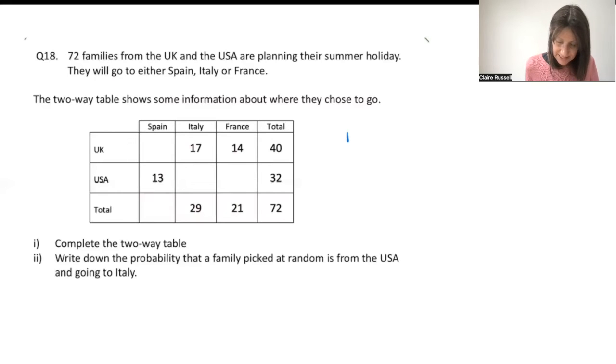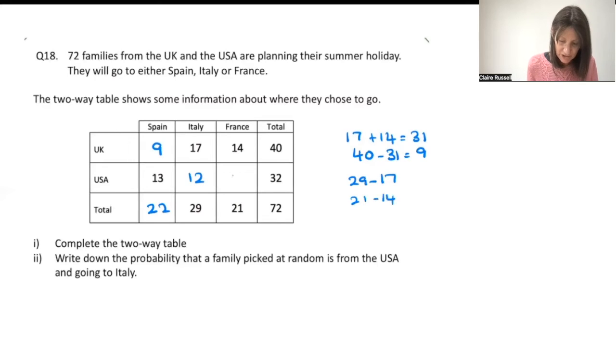So 17 plus the 14 is equal to 31. 40, my total, take away the 2 that I know, leaves me 9, and 9 will go in there. Then I've got 9 plus 13 to do, which is 22. And then again, you can do them in any order you like. So I'm going to do 29, take away 17, which is 12. And then I'm going to do 21, take away 14, which is 7. So that's completed the two-way table.